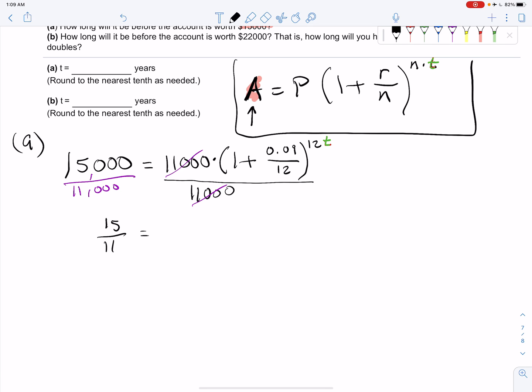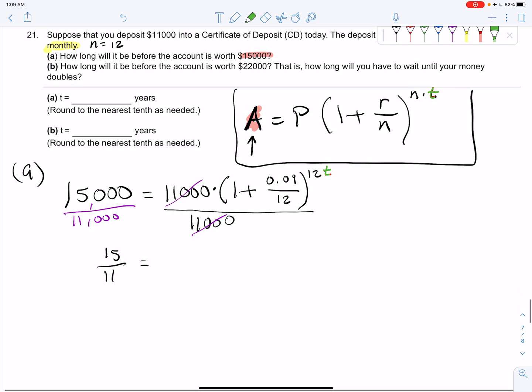That's beautiful. And then over here on the right, I'm going to grab my calculator right now, and I'm going to take 0.09 divided by 12, enter. Okay, that gives me 0.0075. Then I'm going to add that to 1. Enter. So this stuff right here becomes what I just calculated on my calculator. It is 1.0075.